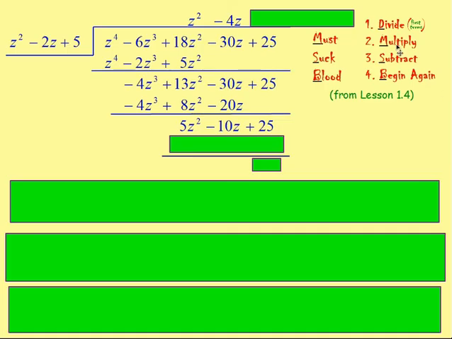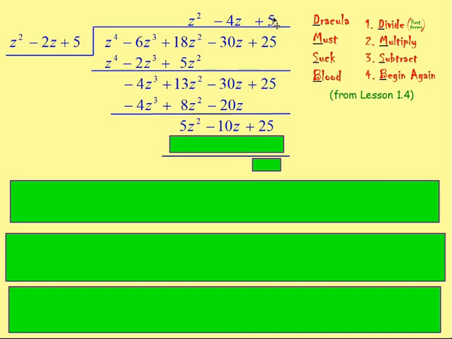From there, again, Dracula must suck blood. B for begin again. Do you begin again? Yes, you do, because you've got a z squared here and a z squared. You have to keep going until the degree here is lower than what you're wanting to divide it by. So 5z squared divided by z squared, that just gives you 5.